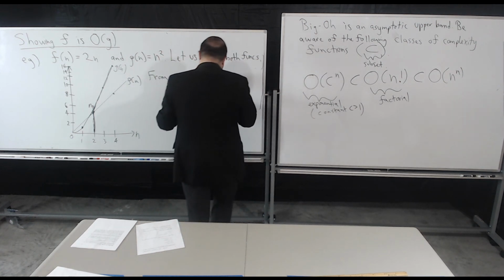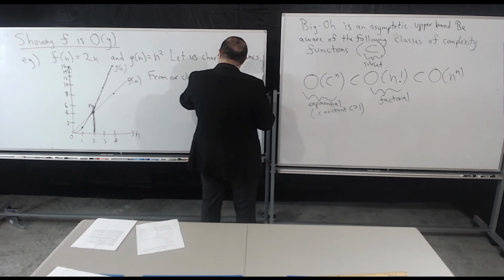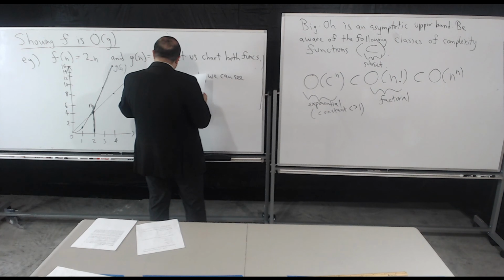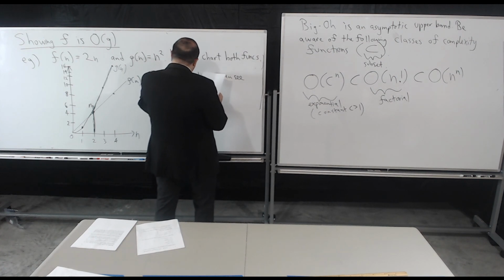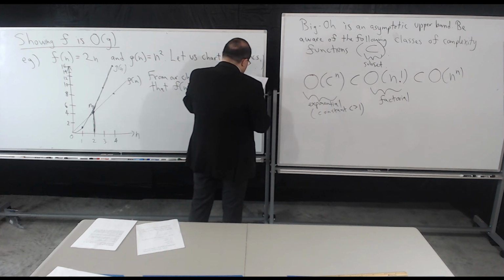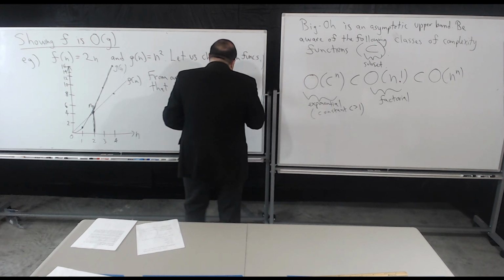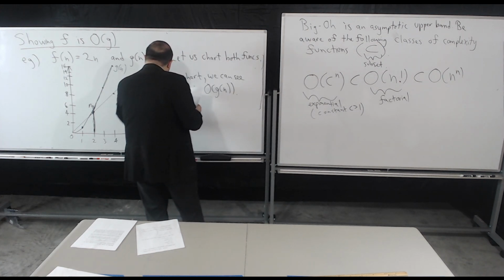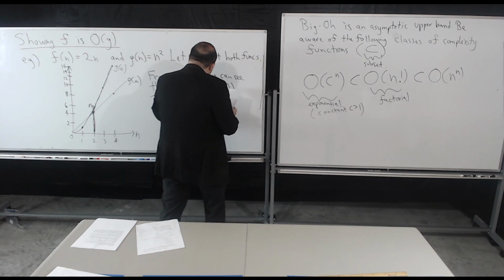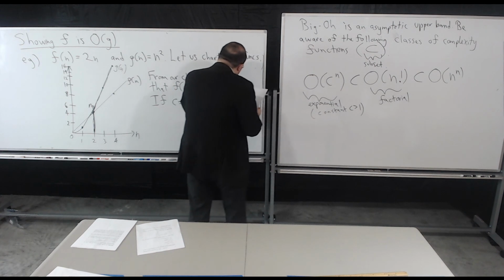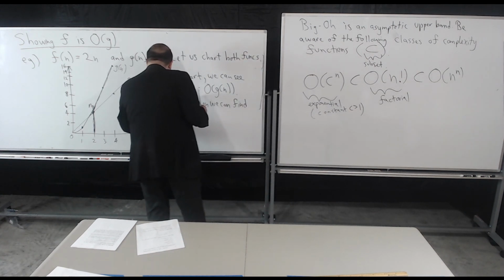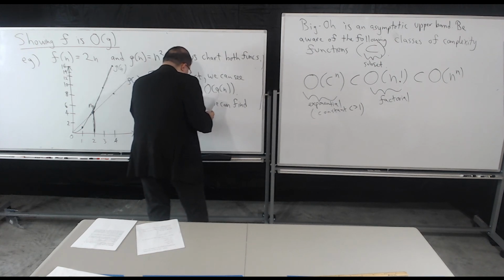So from our chart, it's a pretty sloppy looking one, we can see that f of n is big O of g of n. If c is equal to 1, then we can find n0 quickly, right?